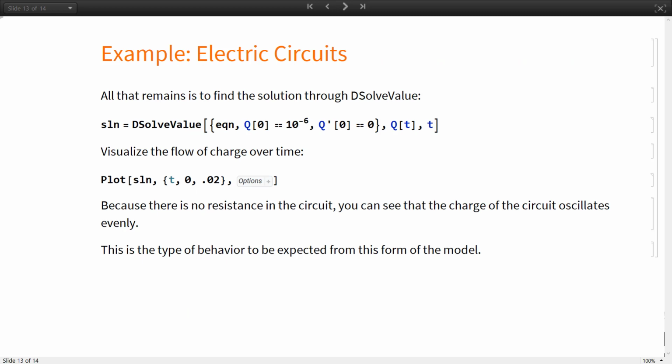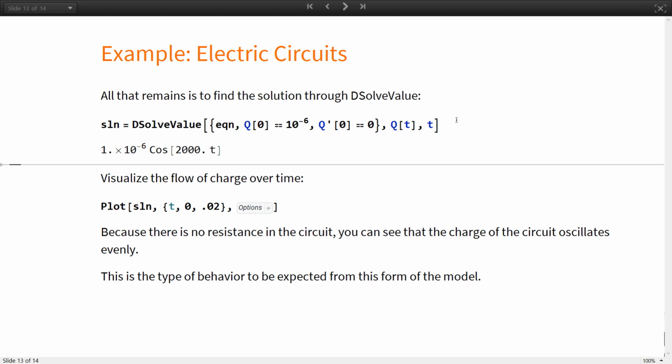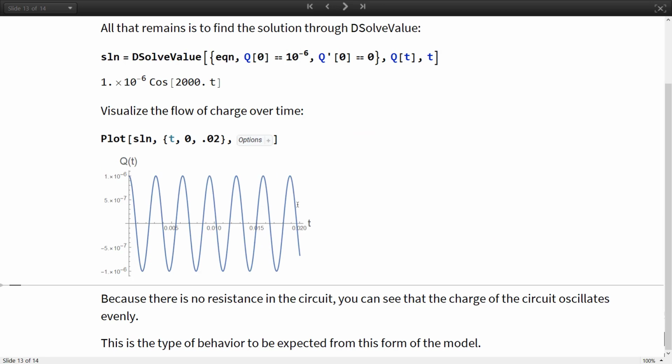Now that we have the equation and initial conditions defined, we can solve the equation using DSolve. It is apparent from the solution that the current is oscillating due to the presence of just the cosine term in the solution. Let's visualize the flow of charge over time in the circuit. Because there is no resistance in the circuit, you can see that the current in the circuit oscillates and does not dampen. This is expected from the model and is analogous to an oscillating mass on a spring without air resistance.